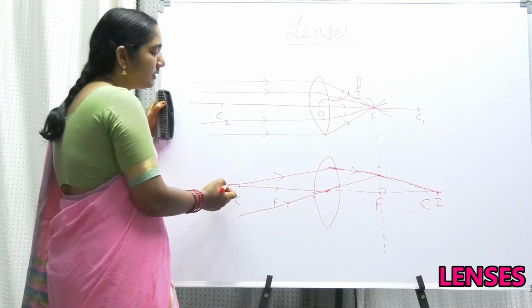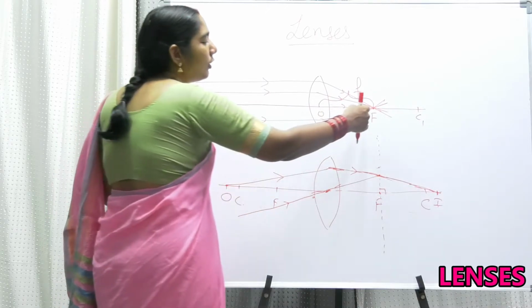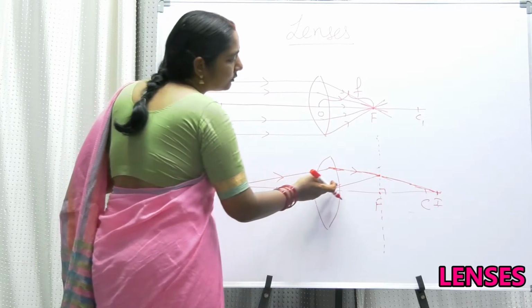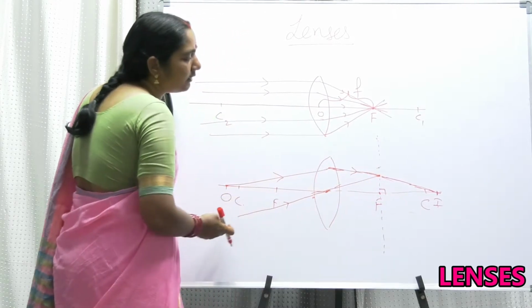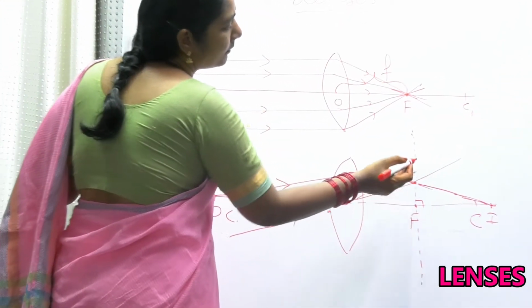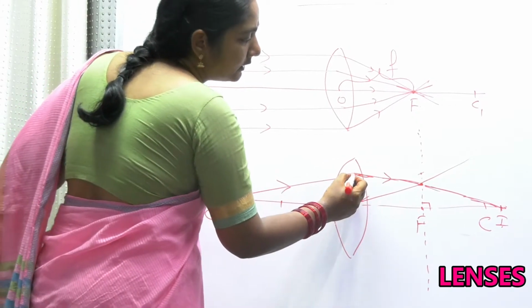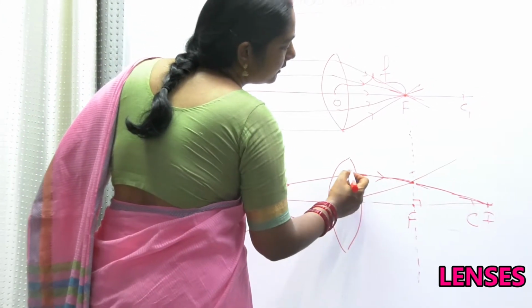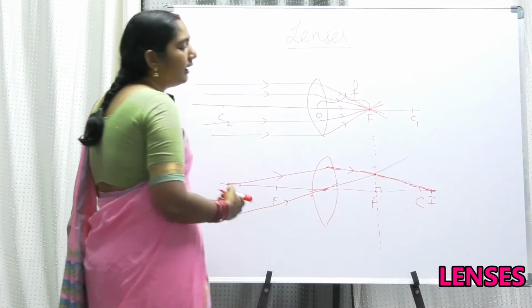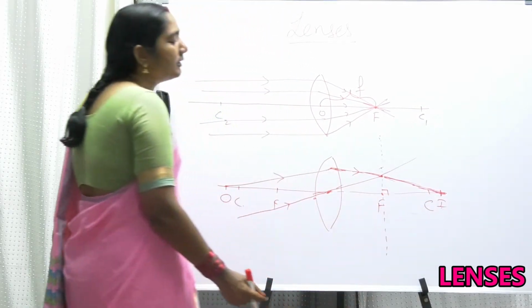Once again, if it is a point source, a ray is passing like that. Now drop a perpendicular at the principal focus. Now draw a line which is passing through the optical center without any deviation. It cuts this line at a particular point. There is a point of intersection. Now try to join this point and just continue it until it intersects the principal axis. So at this particular point of intersection the image is formed.